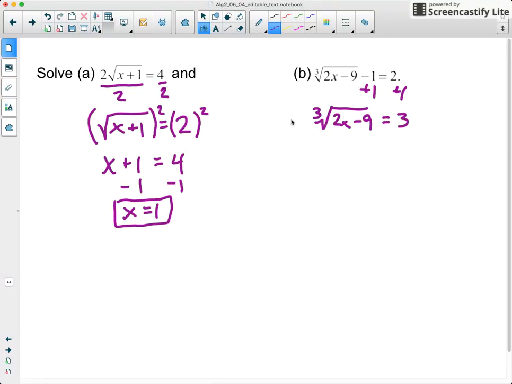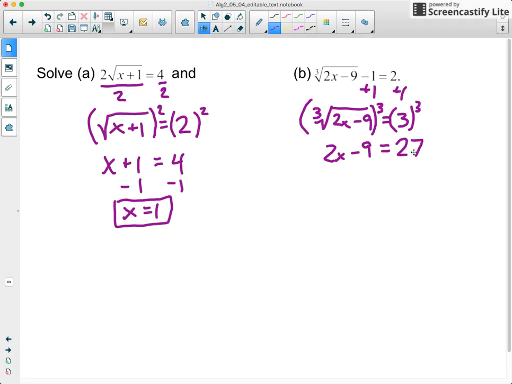And then, whereas in this problem we're taking the square root, we're basically squaring both sides. With these problems, we're taking the cube root, so we'd be cubing both sides. We're raising both sides of the equal sign to the third power. There's our exponent of 3. Just like the square root problems, this radical is going to disappear, and we're left with 2x minus 9 equals 3 to the third power, or 27.